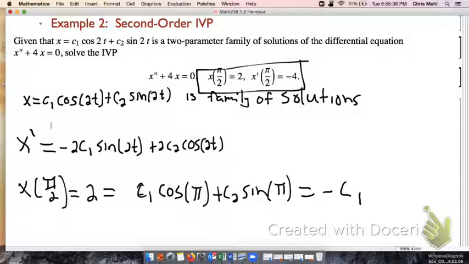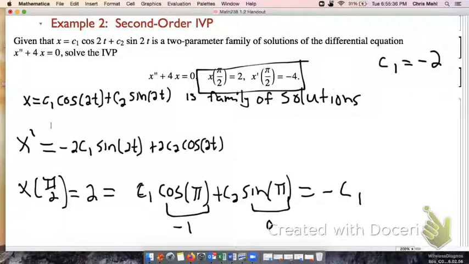And that has to be the same as what you obtain when you plug pi over 2 into the family of solutions. You'll get c sub 1 cosine pi plus c sub 2 sine pi, and I believe that's just minus c sub 1. Cosine pi is negative 1, sine pi is 0. So what that tells me then is that c sub 1 has to equal, and I'm going to write this up here on the right, c sub 1 has to be negative 2.